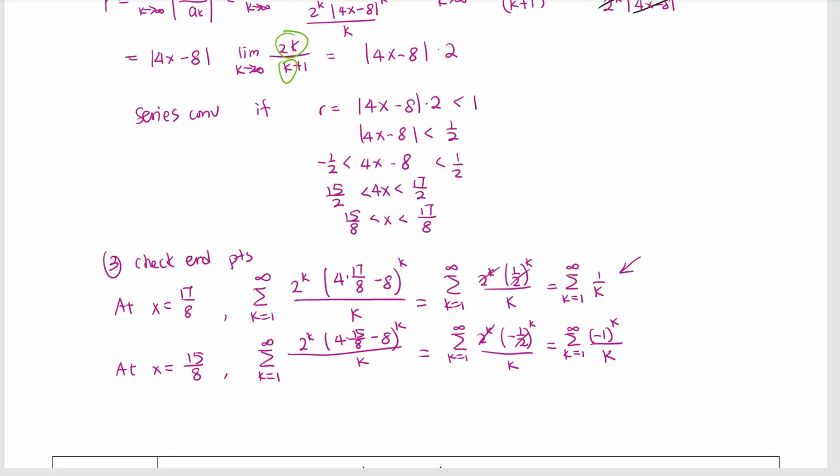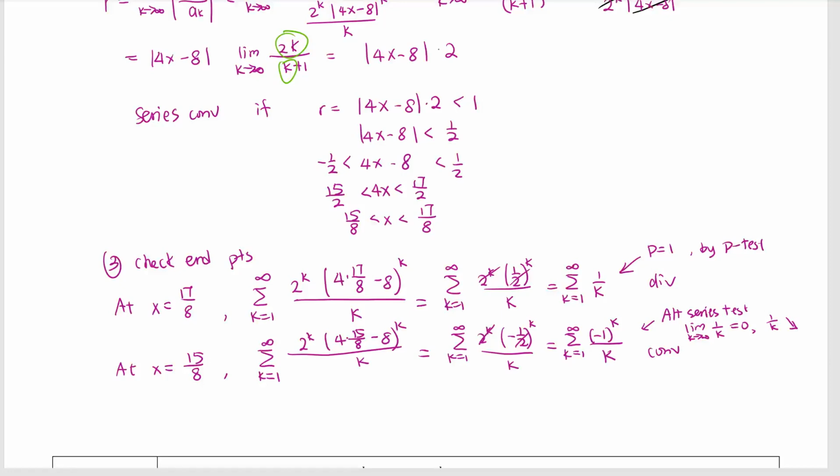This guy is the p series when p equals 1. We know by the p test, this guy diverges. Right? When p greater than 1, it converges. When p less than or equal to 1, diverges. Okay, if this guy diverges, well, then for this guy, we gotta use the alternating series test. Okay, you can see the limit of 1 over k is 0 and 1 over k is decreasing. So that's why by the alternating series test, this guy converges.